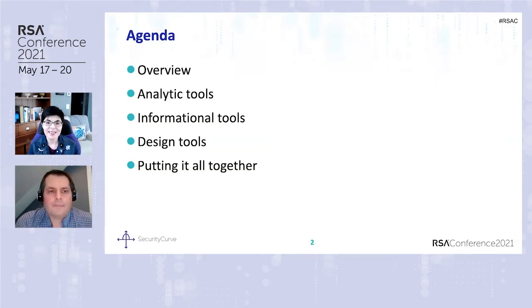So our agenda today, we're going to give you a little bit of an overview about why tools can help with cybersecurity architecture and really what you want to do to have a successful cybersecurity architecture. And then we'll dive right into the tools. There are 3 different categories of tools that we'll be going over: analytical tools, informational tools, and design tools. And then we'll give you some guidance on how to bring this all together.